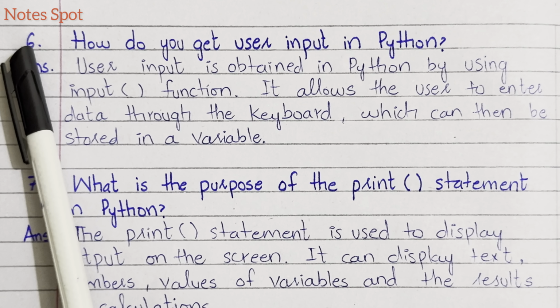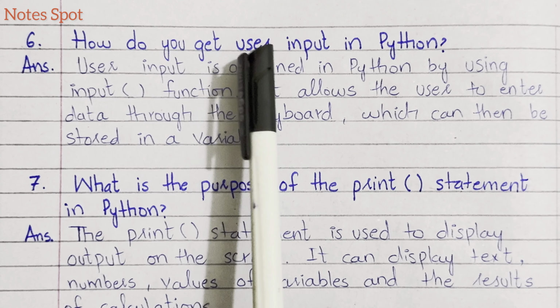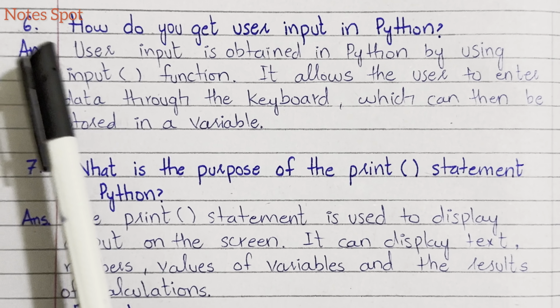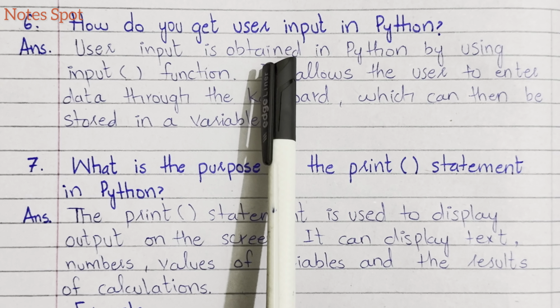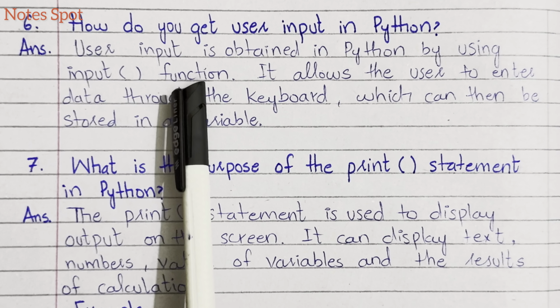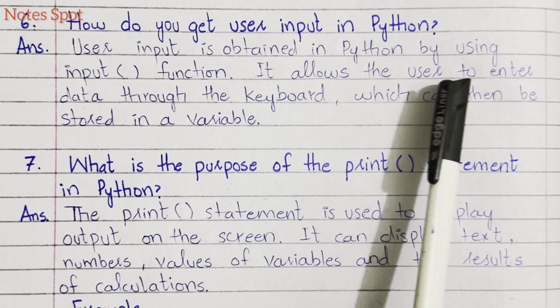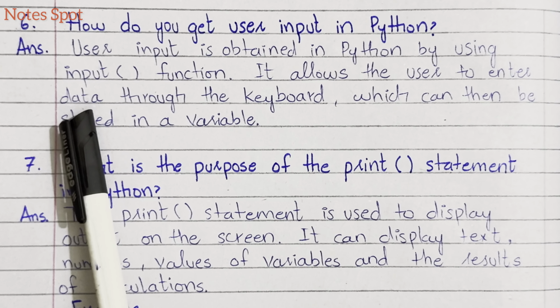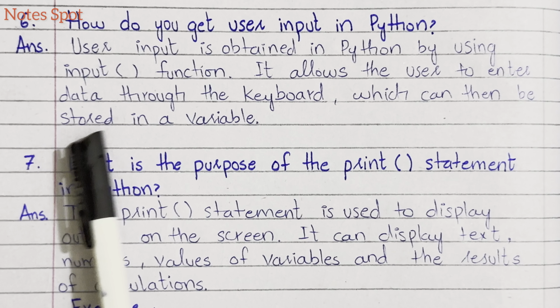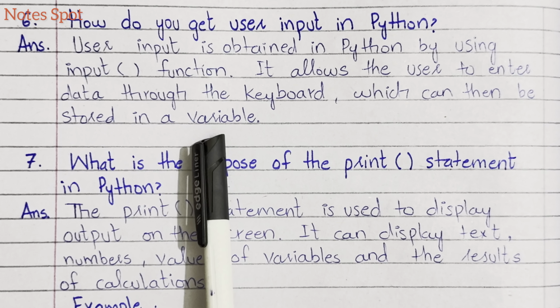Question number 6, how do you get user input in Python? Answer: user input is obtained in Python by using input function. It allows the user to enter the data through the keyboard, which can then be stored in a variable.